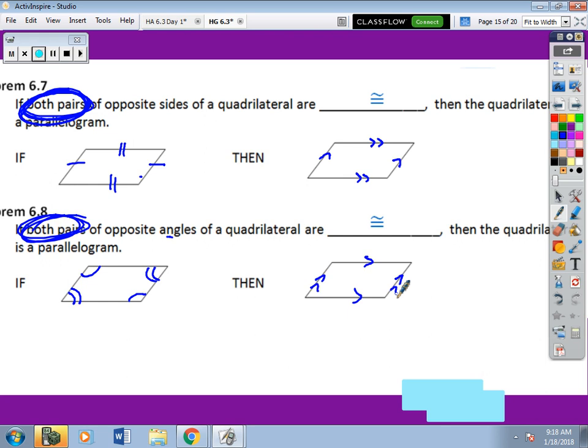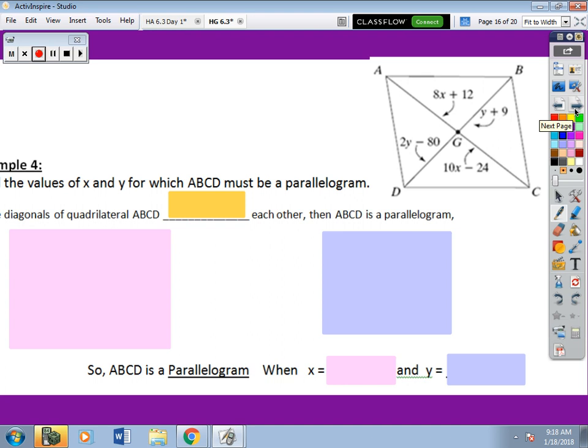So example 4, the algebra problem. Basically the same problem as you did yesterday. The directions will just now say, find the values of x and y for which ABCD must be a parallelogram. Yesterday it said ABCD is a parallelogram, find x and y. Now they're just saying find x and y to prove it's a parallelogram. Same problem. So we know in this picture that if it's going to be a parallelogram, the diagonals have to bisect each other.